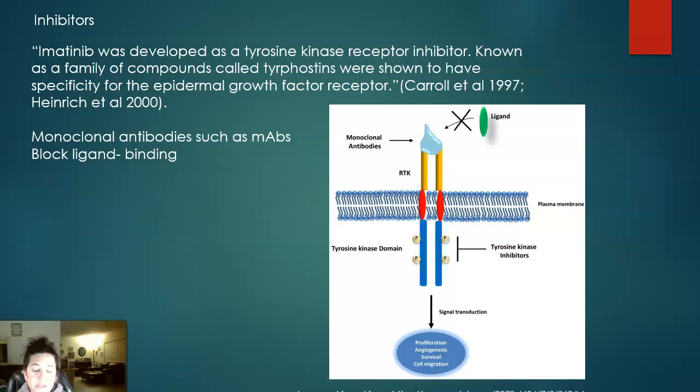So the monoclonal antibodies block the binding of the ligand, avoiding conformational changes needed to activate the tyrosine kinase, and consequently the activation of the cascade pathways. So those cascade pathways are going to be blocked, and we will not continue to proliferate those abnormal cells.